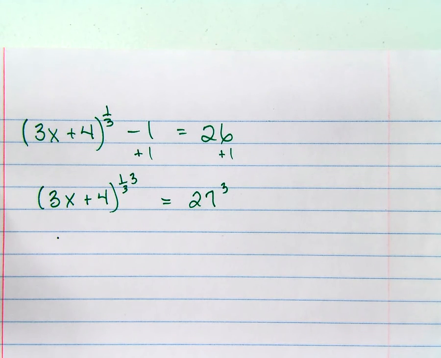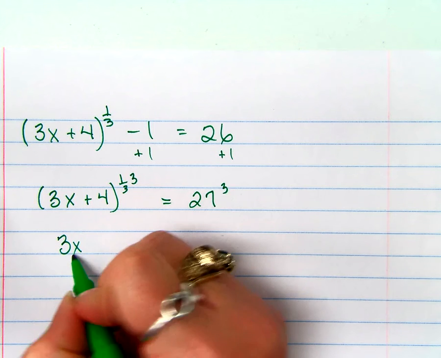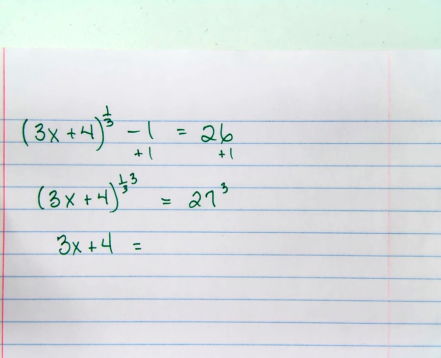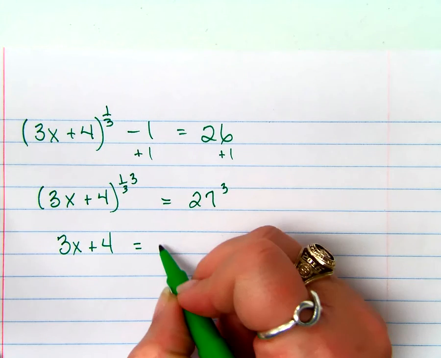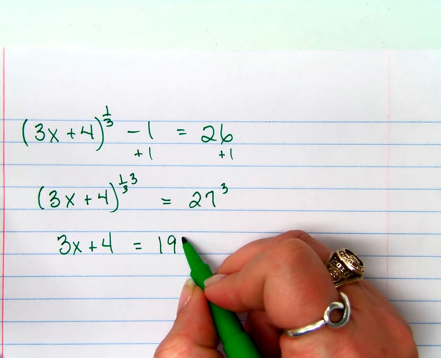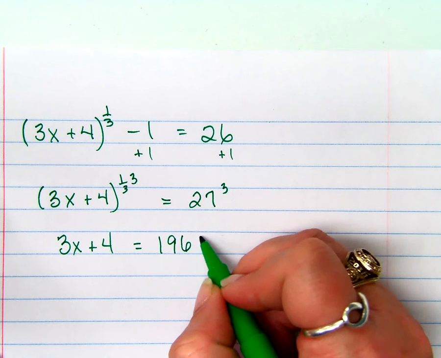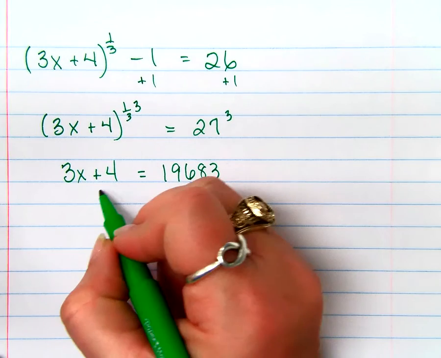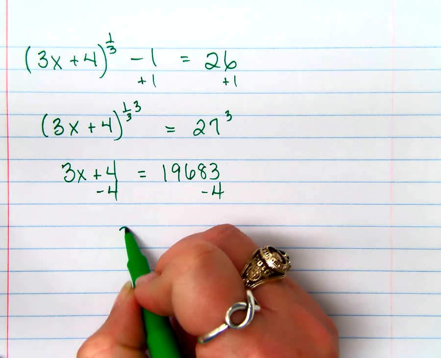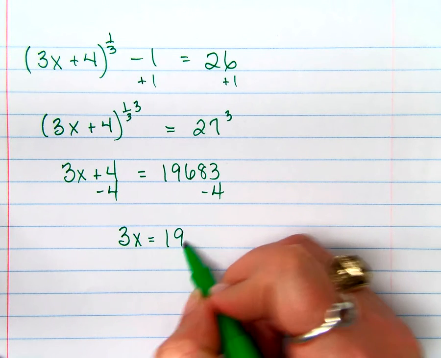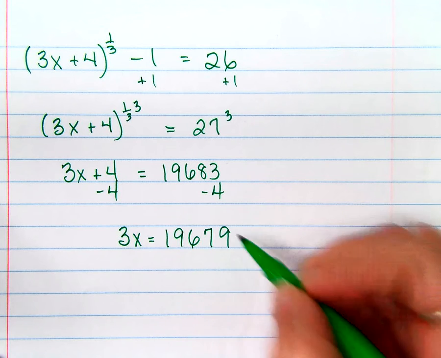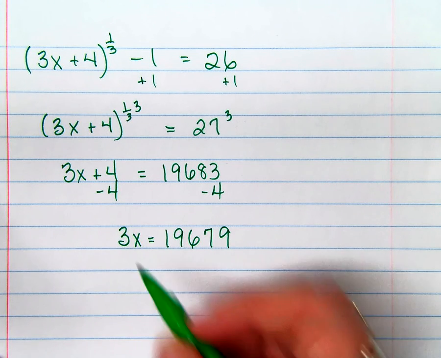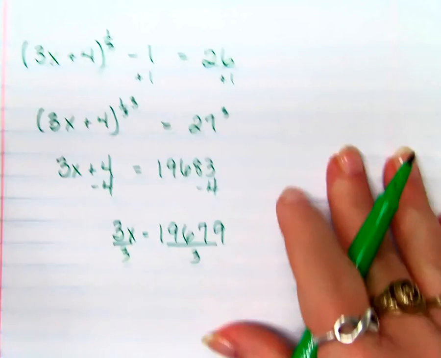What do we get on the left-hand side? Excellent. 3x plus 4. What do I get on the right-hand side? What, you guys don't know 27 to the 3rd power off the top of your head? I'm just teasing. 19,683. Thank you. How do I solve this? This is like super simple, isn't it? 3x equals 19,679. Good. Divide both sides by 3.